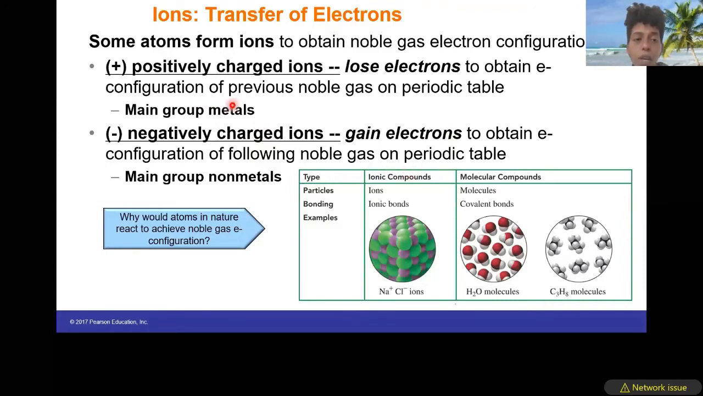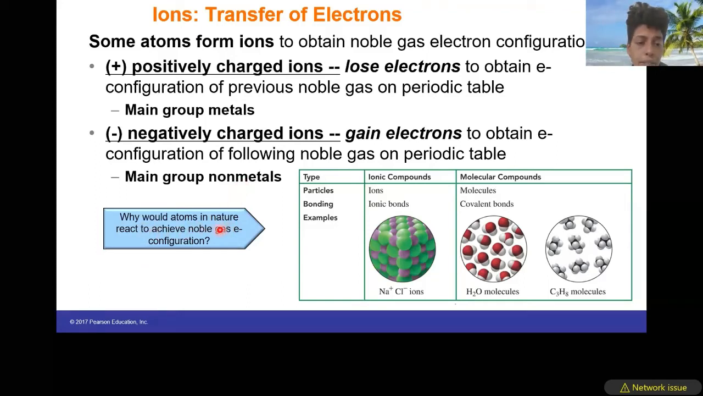periodic table. Main group elements and most elements, even the transition metals, are going to lose those valence electrons to become like a previous noble gas, whereas our non-metals are going to gain electrons to become the next noble gas.